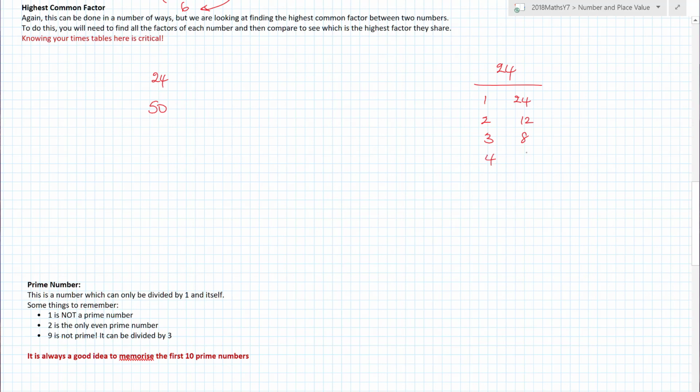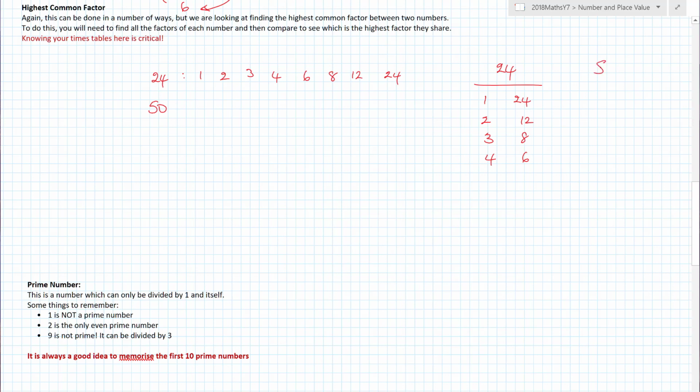Does 4 go in there? Yep, 6 times. Does 5 go in there? Nope. And there we go. So there are all my factors. And what do you notice? They're an even number. So there's 8. So there's an even number of factors, so that is not a square number. So 24 has 1, 2, 3, 4, 6, 8, 12, and 24.